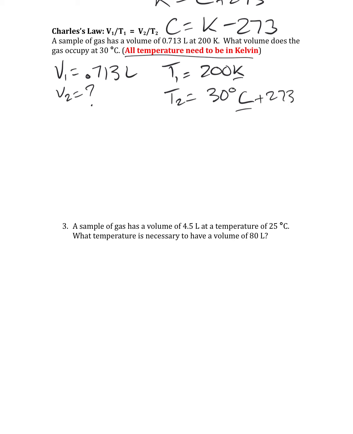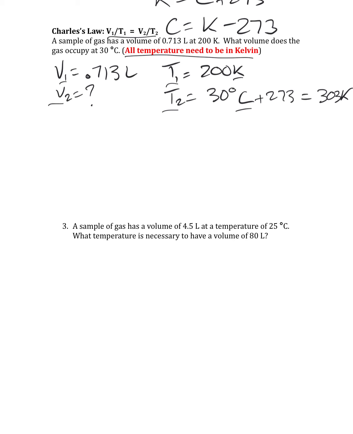So we punch that out. 270 plus 30 is 300, bring back to 303 Kelvin. Okay, so we'll plug that in. The equation I pick, obviously, is this one because it has V and T in it, right?